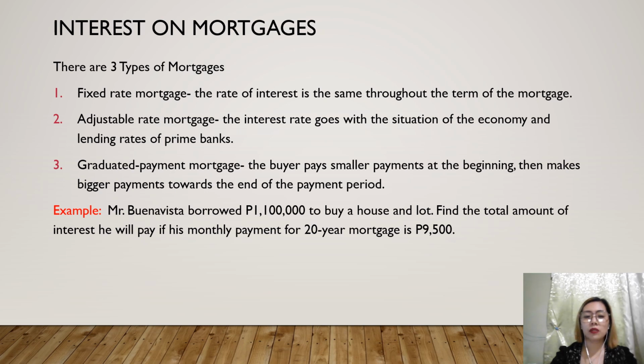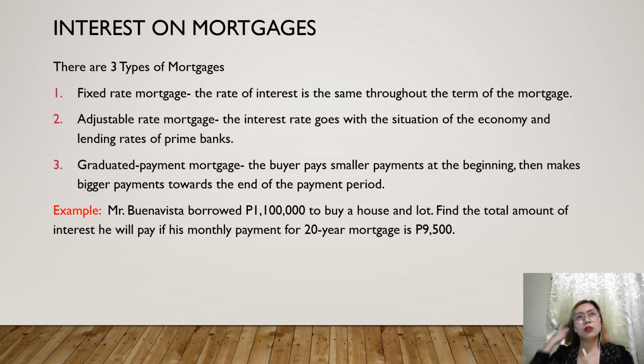So, ibig sabihin, kung 5 years yun, tapos monthly mo siya binabayaran, hindi dapat nagbabago yung rate natin from first month hanggang doon sa last month, hanggang matapos natin yung pagbabayad natin ng loan natin or kung ano man yung inutang natin. And for second one, adjustable rate mortgage, the interest rate goes with the situation of the economy and lending rates of prime banks.